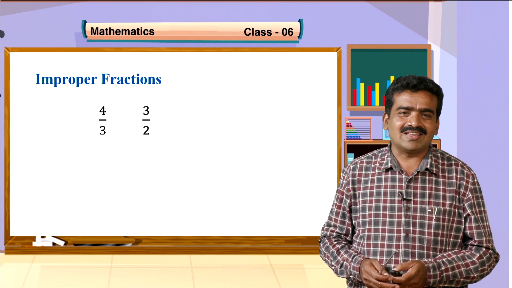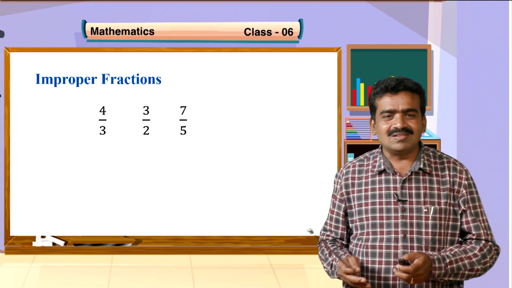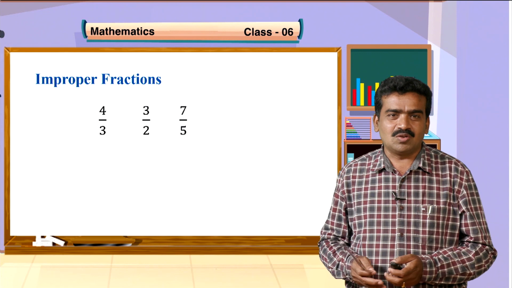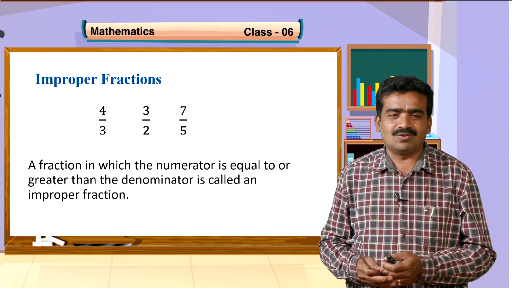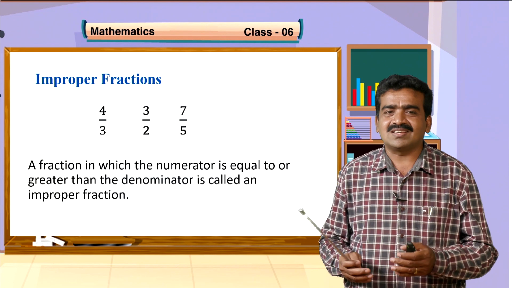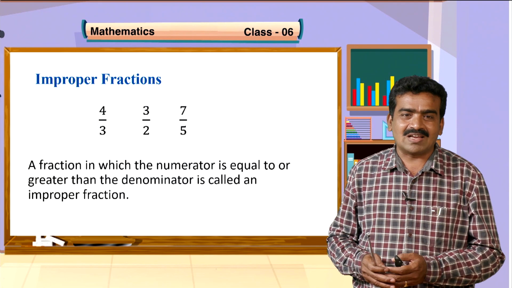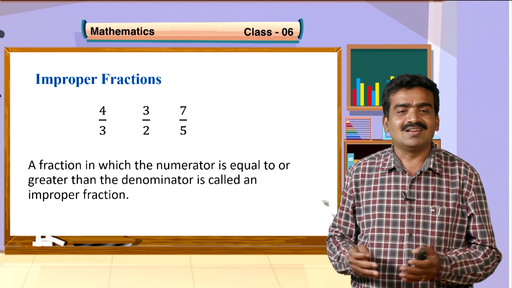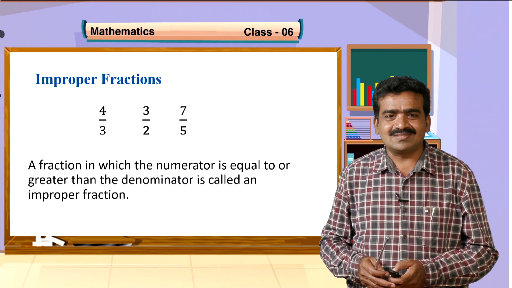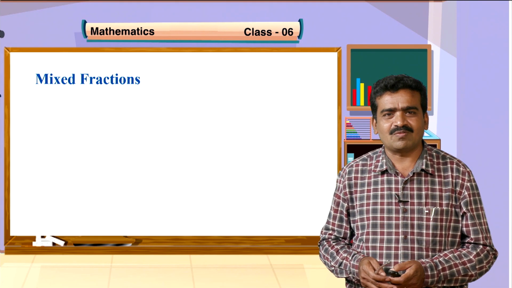If you look at examples like 4 by 3, 3 by 2, 7 by 5, in all these fractions the numerator is greater than the denominator. Therefore, these are examples of improper fractions. An improper fraction is a fraction in which the numerator is equal to or greater than the denominator, and such a fraction is called an improper fraction.